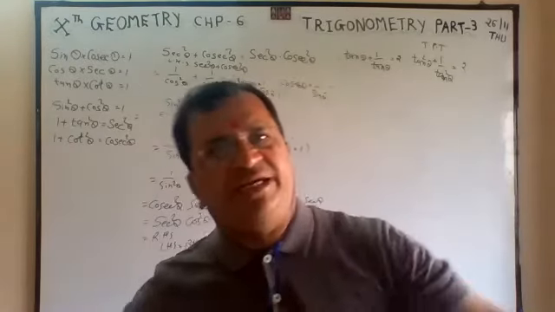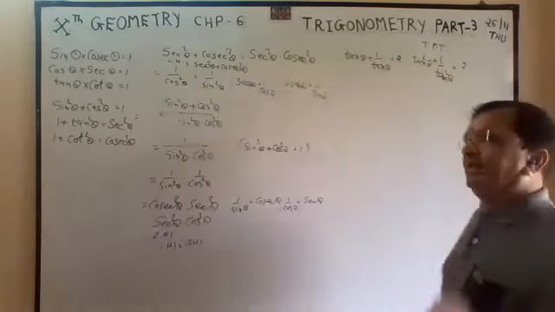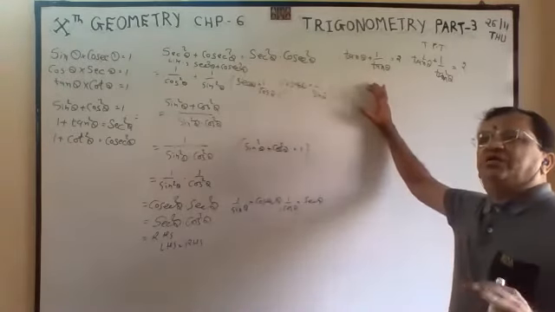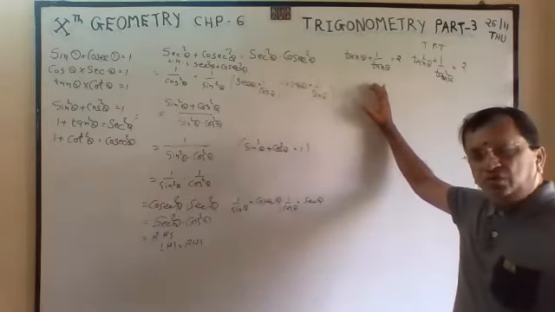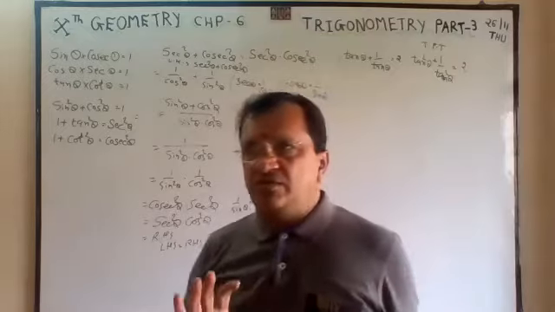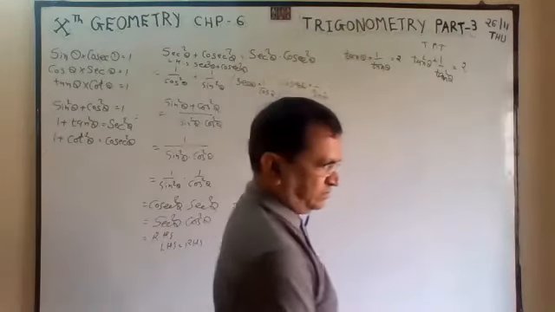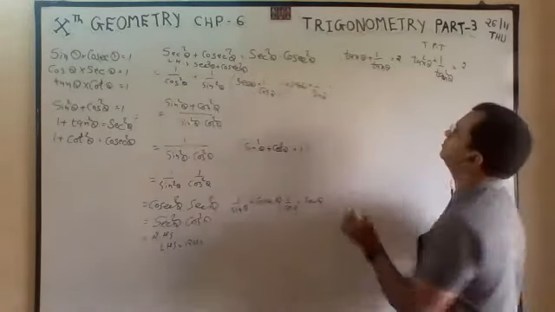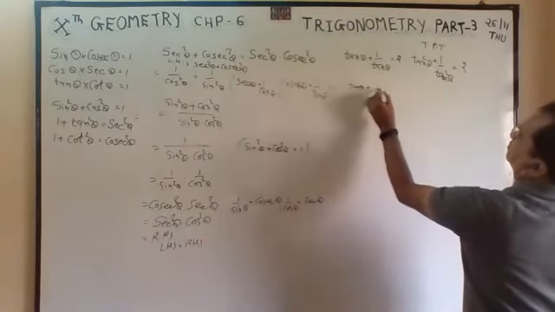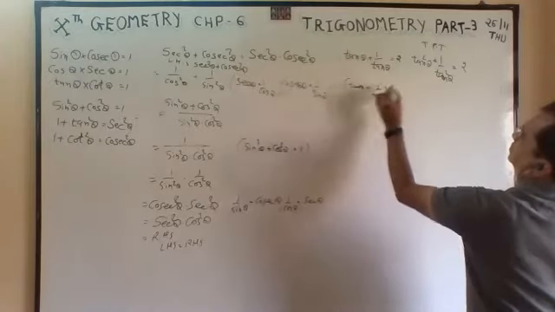Left is equal to right, I have proved. Second example. It is not given left right. They have given two equations. If tan plus 1 by tan is equal to 2, prove that tan square plus 1 by tan square is equal to 2. Question again. tan theta plus 1 by tan theta is equal to 2.